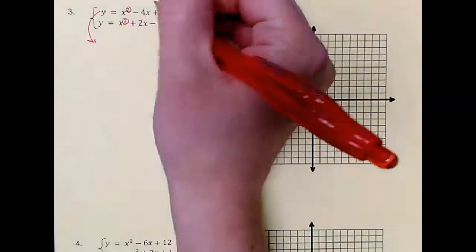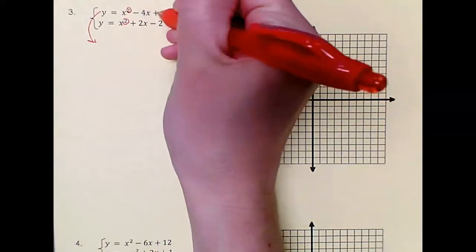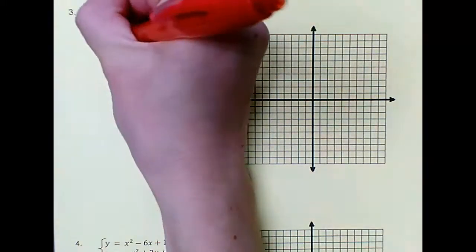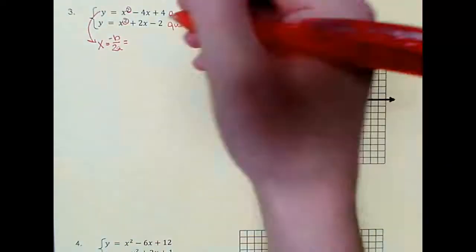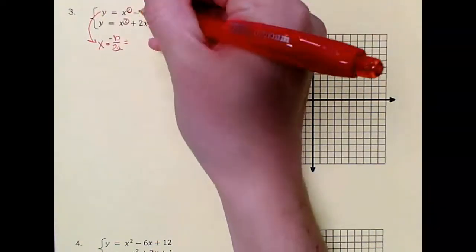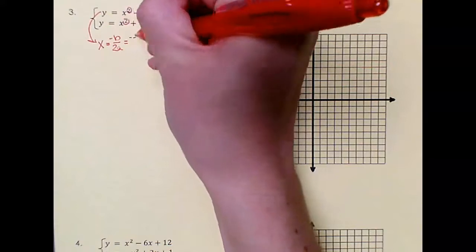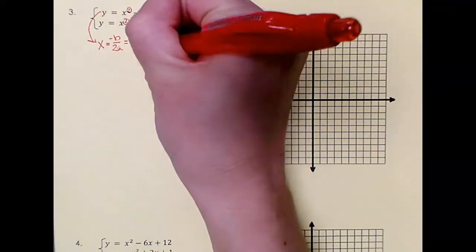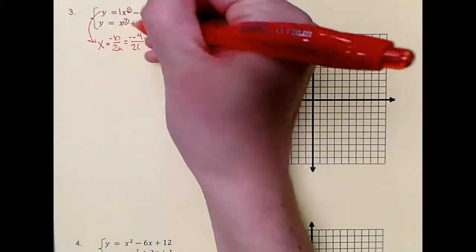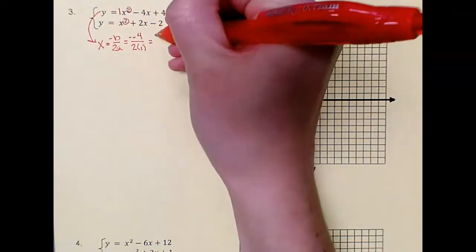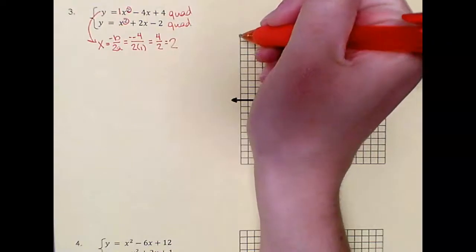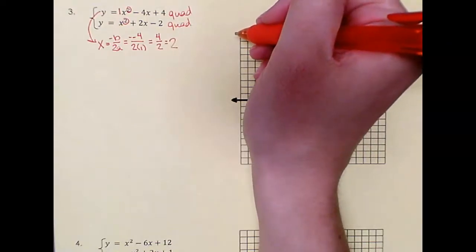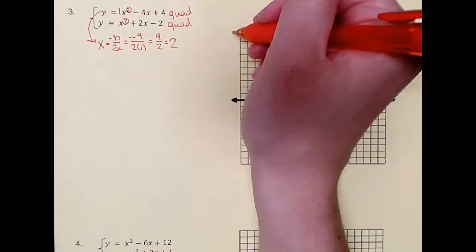For this top equation, x squared minus 4x plus 4, I need to find the vertex. So negative b would be negative 4. 2 times a would be 2 times 1. Negative 4 is 4. Divided by 2, that's 2. And I need to find the y value for this problem.